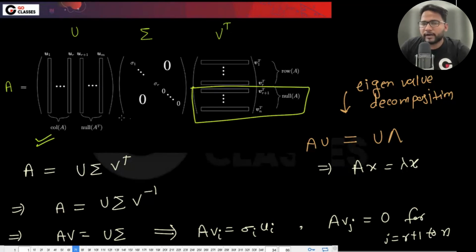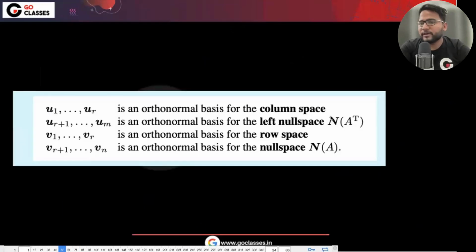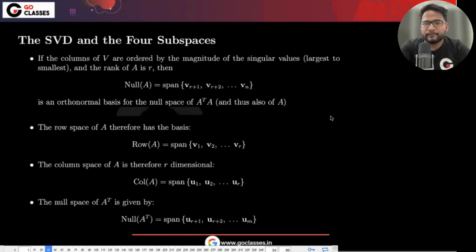Now we argued once more, and figured out that row space and null space are orthogonal to each other. These are orthogonal to the null space, and these are R vectors, and in the row space we have R vectors in the basis. So that's how we argued that this is the row space. Similarly, column space and left null space are orthogonal, so we argued that this is the left null space. Do you all agree with this? So basically, we figured out how the four fundamental subspaces are related to SVD. Okay, cool.